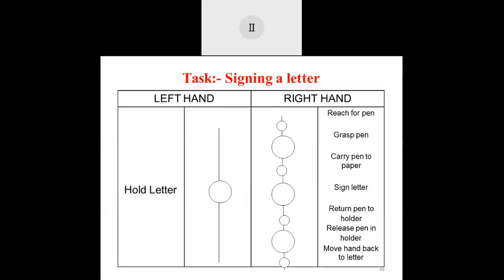So this is a task known as signing a letter, and this is how your left hand and right hand will work. So in that way, our left hand and right hand will work. With the symbols we have presented the task. So, understood how the left hand and right hand will work. This is a two-handed process chart for signing a letter. Any question in that?